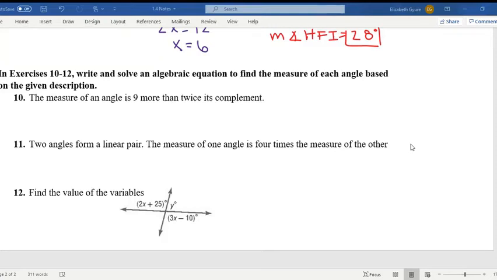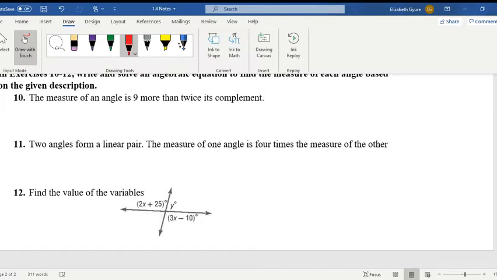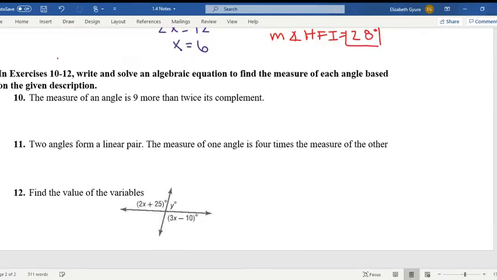So last thing for topic 1.4, we're going to look at writing and solving algebraic equations that have to do with our geometry concepts. So for numbers 10 and 11, or actually and 12, but 12 isn't as much of a word problem, it says write and solve an algebraic equation to find the measure of each angle based on the given description. So number 10 says the measure of an angle is 9 more than twice its complement. So you might remember doing some stuff like this in algebra.